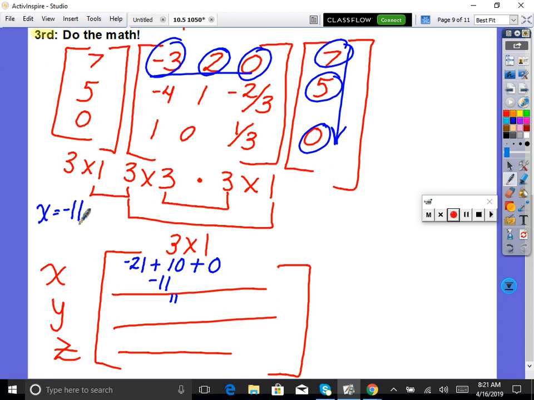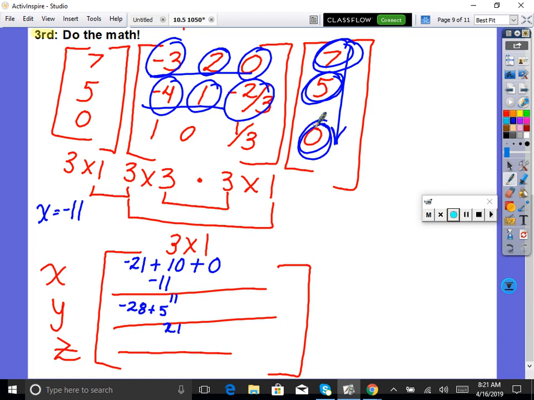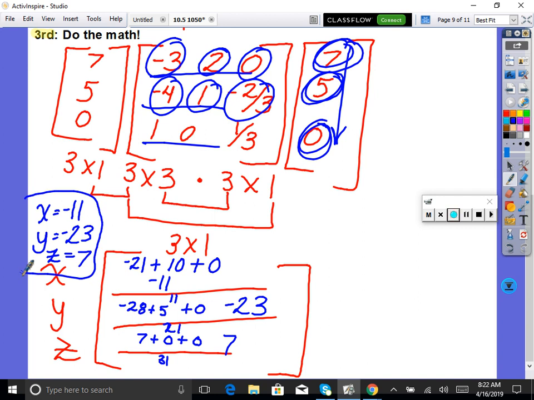X equals -11. Let's go to our Y. This is the second row, first column. So that'd be -4 times 7, -28, plus 1 times 5, and then -2/3 times 0, plus 0. So that'd be -23. So then Y must be -23, and then Z. We'll do our third row, first column. 1 times 7 is 7, plus 5 times 0, plus 1/3 times 0. So we get 7, and then Z is 7. So there are your solutions, and you're done.